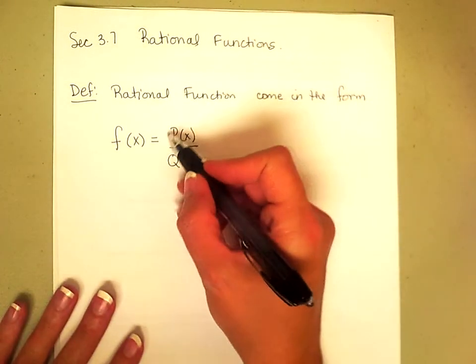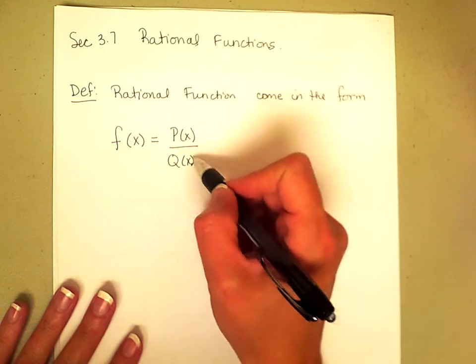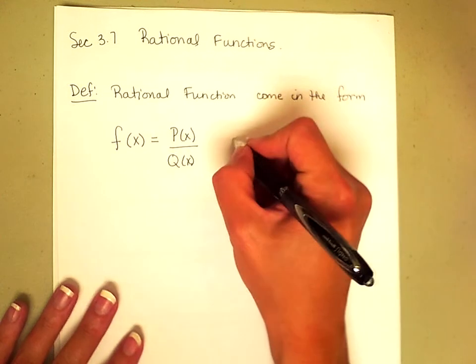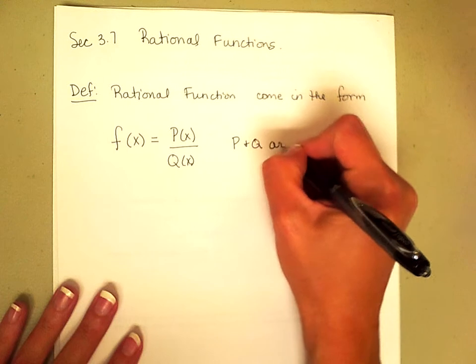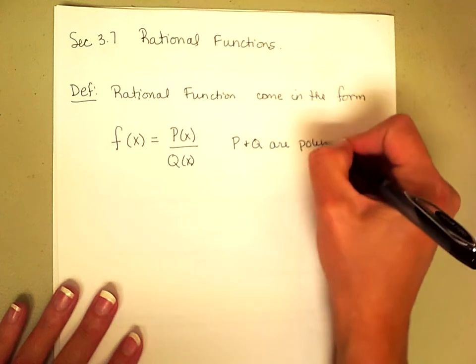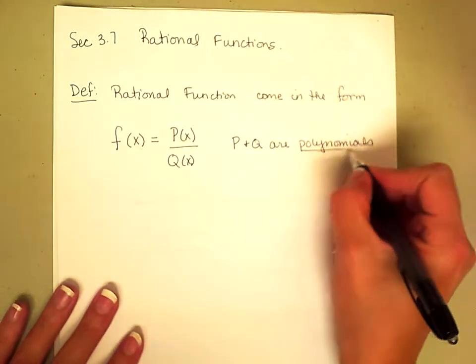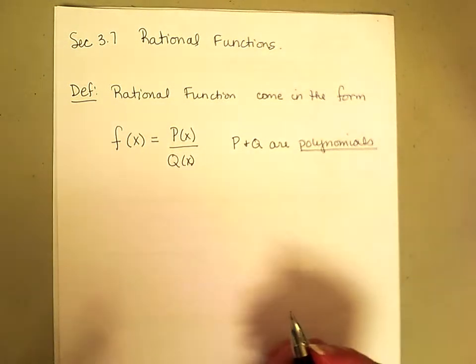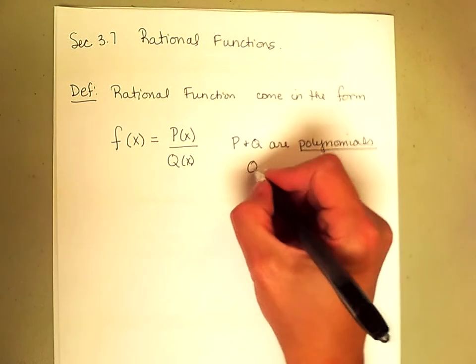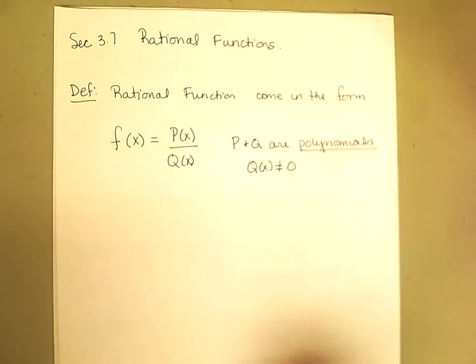So what we're saying here is the numerator is a function of x, and the denominator is a function of x, where p and q are polynomials, and we also have to put the restriction on it that our denominator function cannot equal 0.